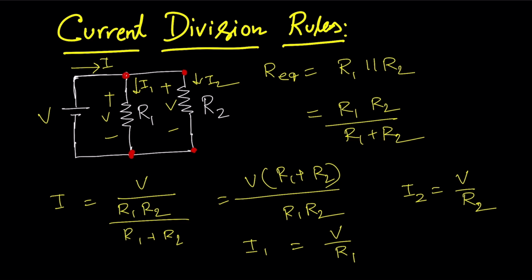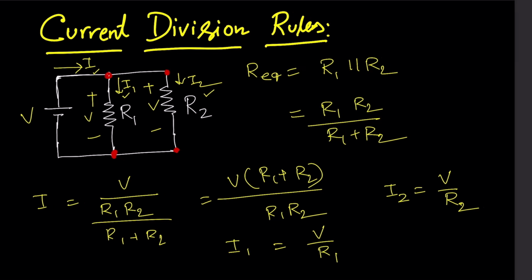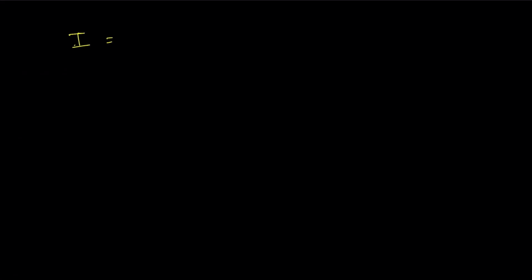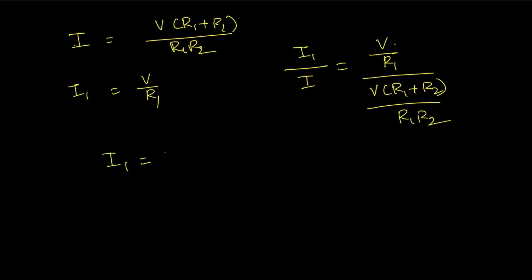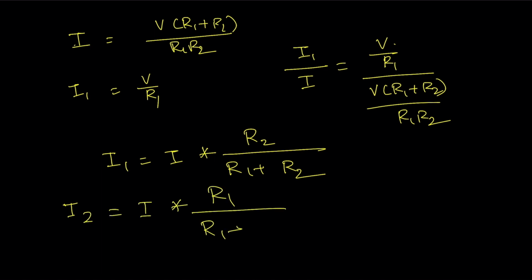Right, now we already have the total current I, R1 resistance current is I1 and R2 resistance current is I2. We already have these two data, right? Now what we need to do, we need to create the relationship between these parameters. So we can write down I is how much? I is V into R1 plus R2 divided by R1 R2, and I1 is how much? I1 is V by R1. So if we divided I1 with I, then we can write down V by R1 divided by V R1 plus R2 divided by R1 into R2, right? From here we can write down I1 will be I multiplied by R2 by R1 plus R2, right? So if I do for the I2, it will be the same. So I2 will be I multiplied by R1 by R1 plus R2.